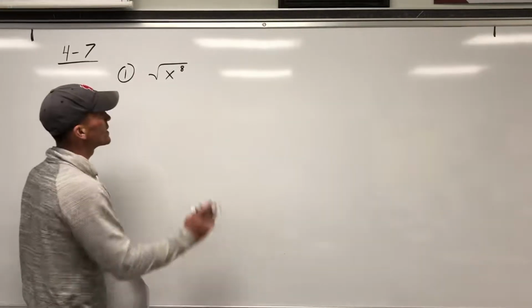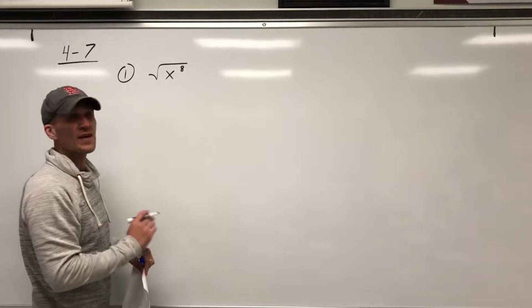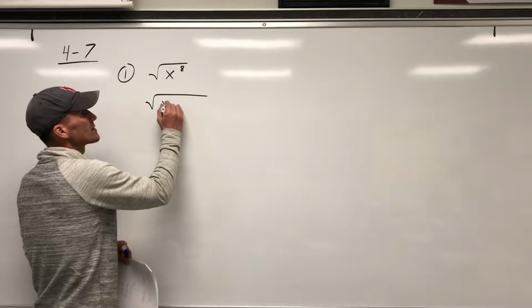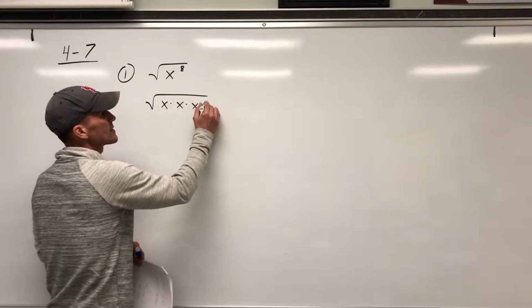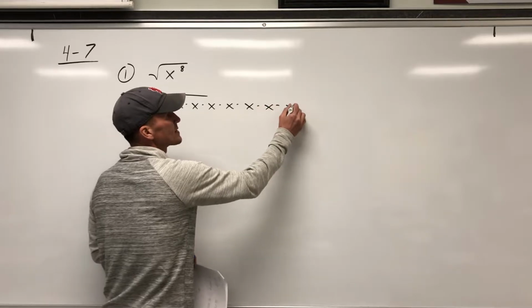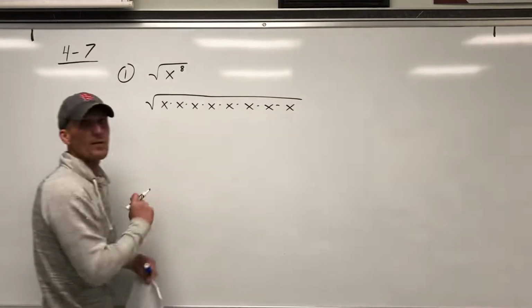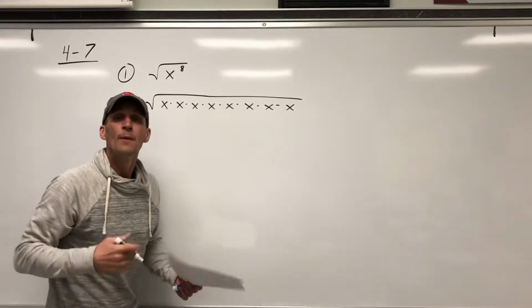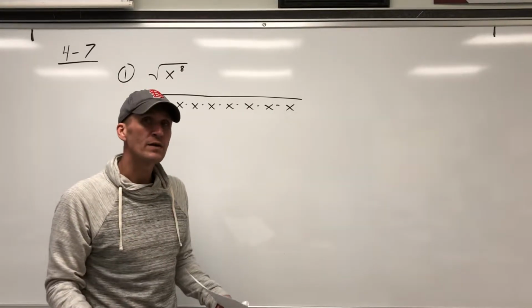The long way is you would have to write out all those x's. It would actually be a square root, and you'd have x times x times x times x times x times x times x times x. I think that's 8 of them. Let me count. 1, 2, 3, 4, 5, 6, 7, 8. Very good. But what we're doing is we're looking for pairs.